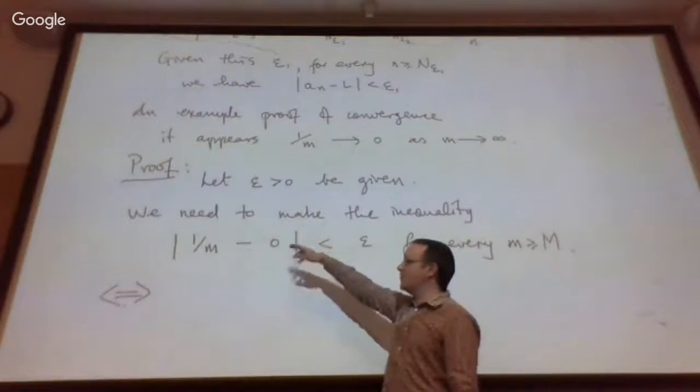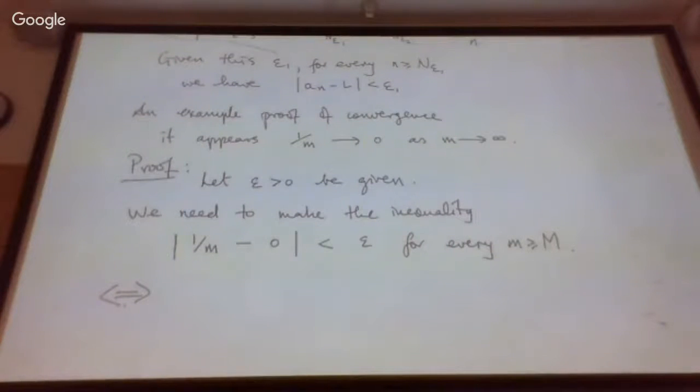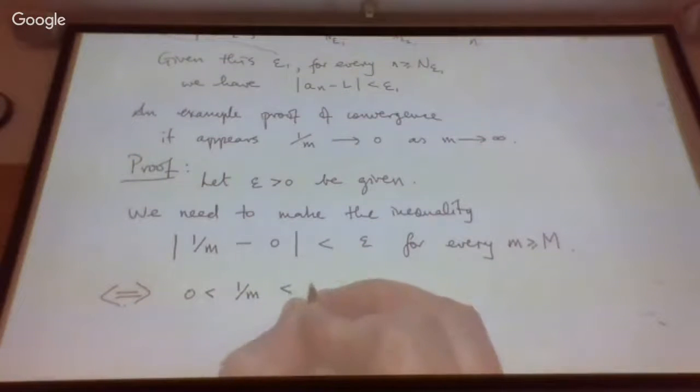Also, we can drop the absolute value signs because n is a positive quantity. N is the index in the sequence. It goes 1, 2, 3, 4, 5, 6, 7, 8, 9, etc. So it's always positive. So this inequality simplifies a little bit to 0 strictly less than 1 over n, less than epsilon.